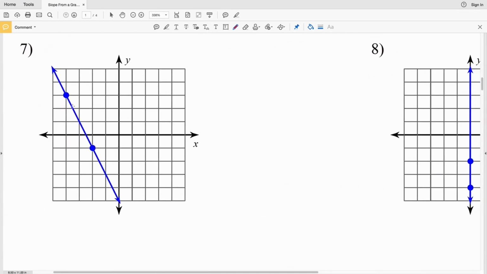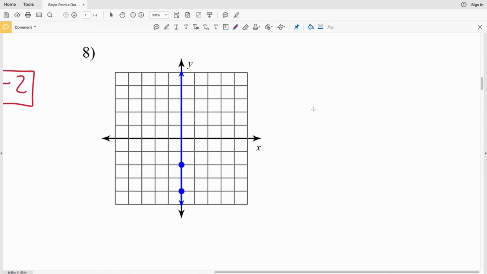Number 7, let's go ahead and just start at the leftmost point. We're going to go down 1, 2, 3, 4. So since we're going down, the rise is a -4. And we're going to go over in the positive direction 2. So that's going to be -4 over +2, which simplifies to -2.